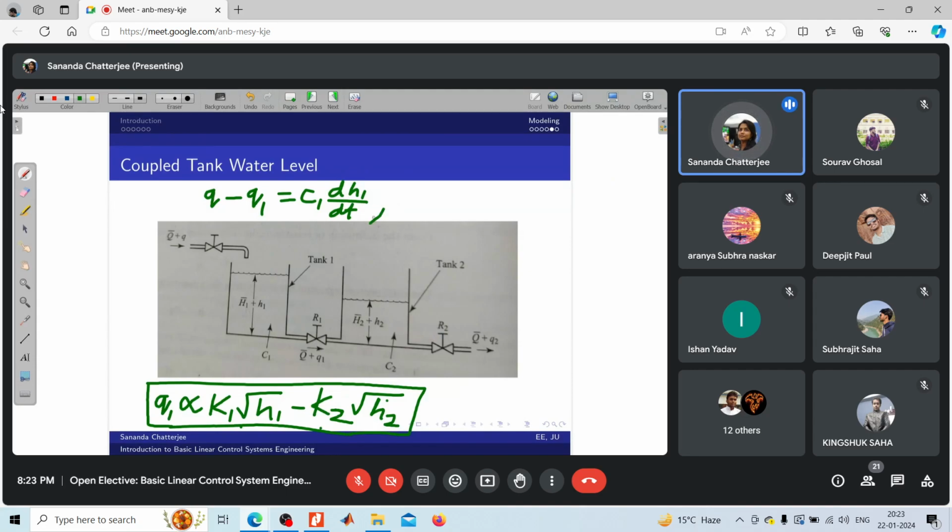And what will be the equation for tank 2? Q1 minus Q2 will be C2 dH2/dt. And this Q2 outflow rate will depend only on the height of the second tank.